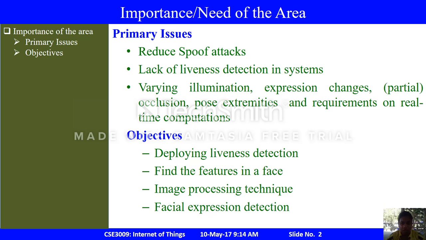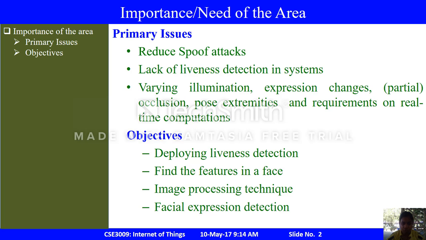Now, varying illumination, expression changes, occlusion, pose extremities, and requirements on real-time objectivities. Many features like illumination, expression changes, occlusion, and pose extremities are not dealt with in face recognition. Only a person's face or an image is given for recognition, where the system just checks into the database, then it recognizes the person's identity and the person gets logged in.